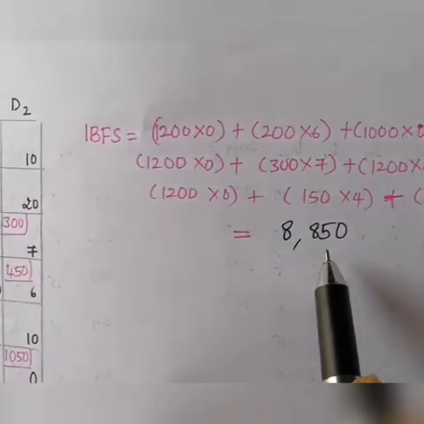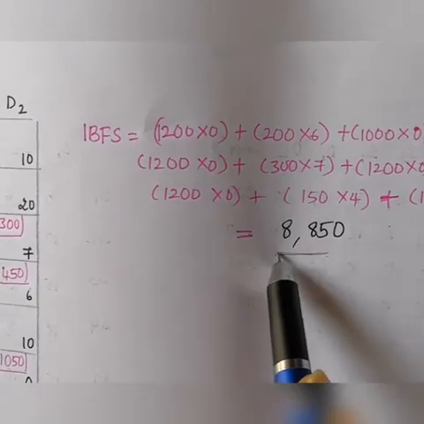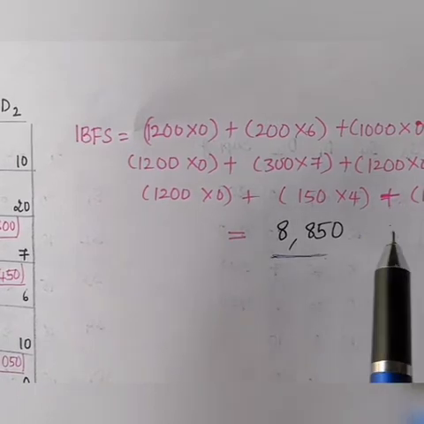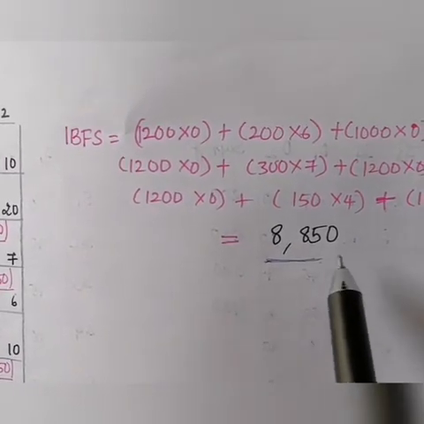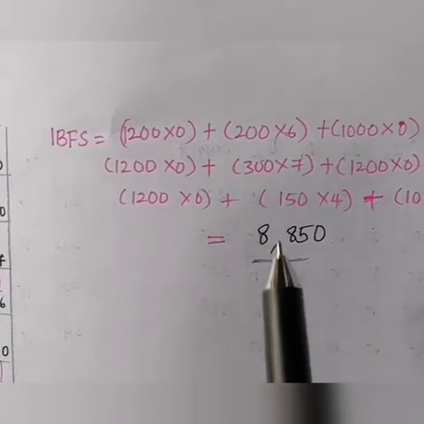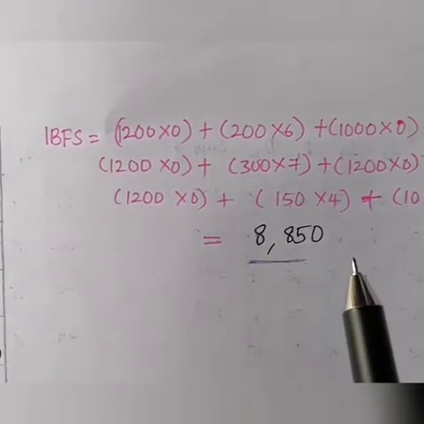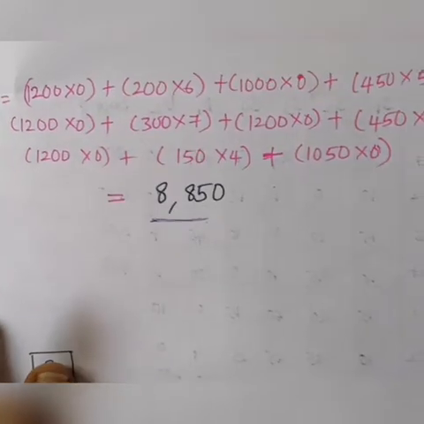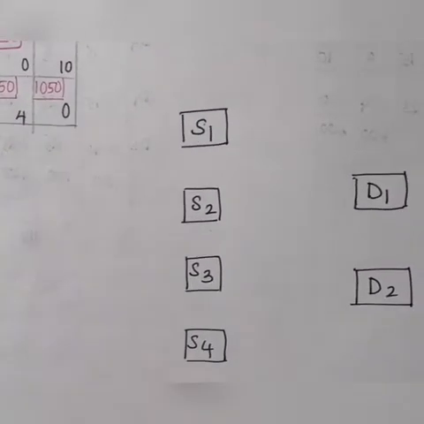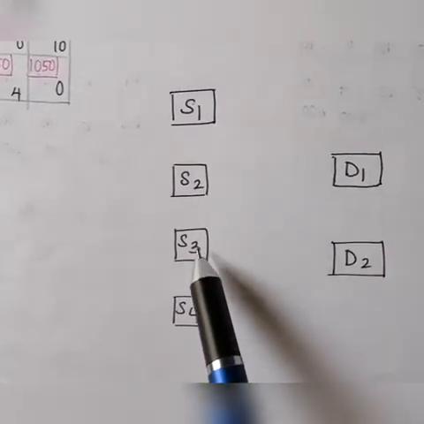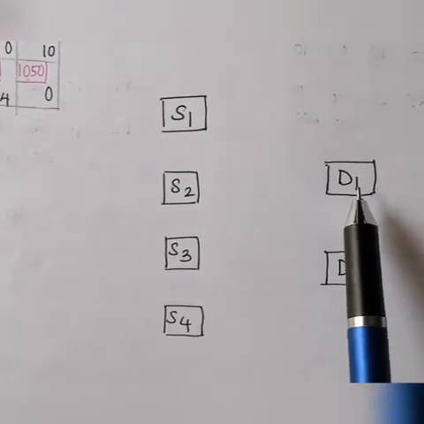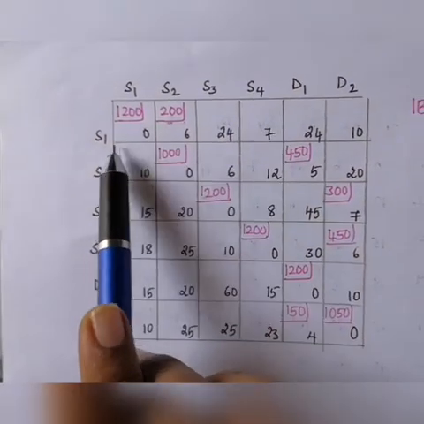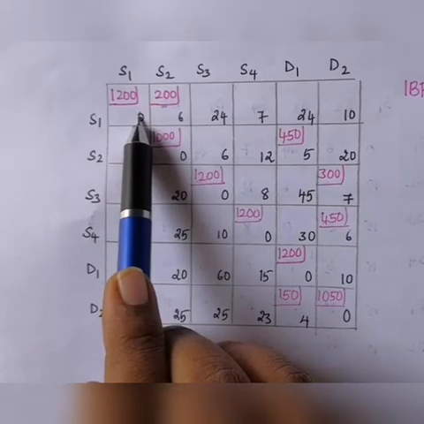Now, once we have 8,850, this is the transportation cost of transporting goods from sources S1, S2, S3, S4 to destinations D1, D2, and we have to consider the transient nodes or the temporary nodes while transferring. Now how do we know which are the temporary nodes and which are the ones where the transportation is complete? So let us draw the diagram here. We have four sources, S1, S2, S3, S4, and destinations D1 and D2.